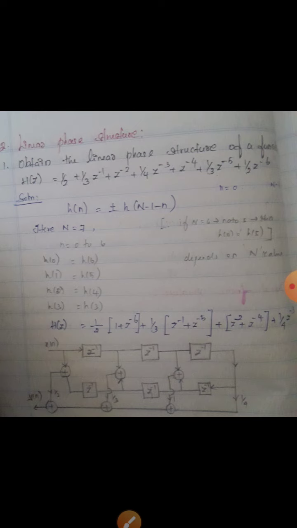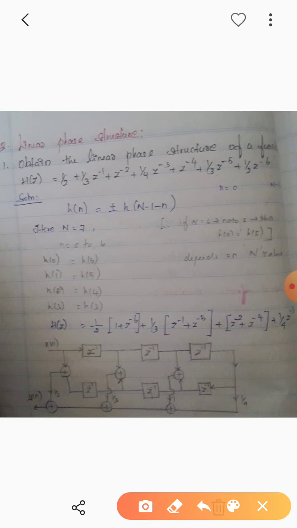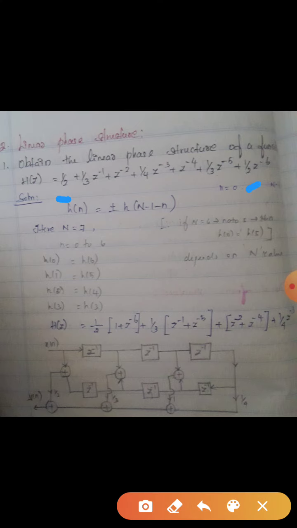So while taking the coefficients common, 1/2 into (1 + z^-6). Then the first and fifth delays have the same coefficient values, that is 1/3, then 2 and 4. Then you have to combine all this, then you have to draw the structure.